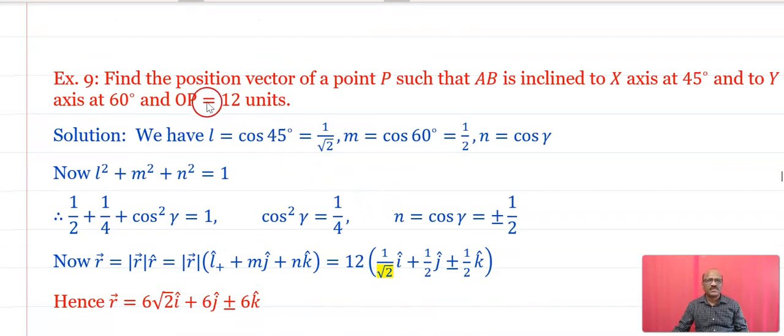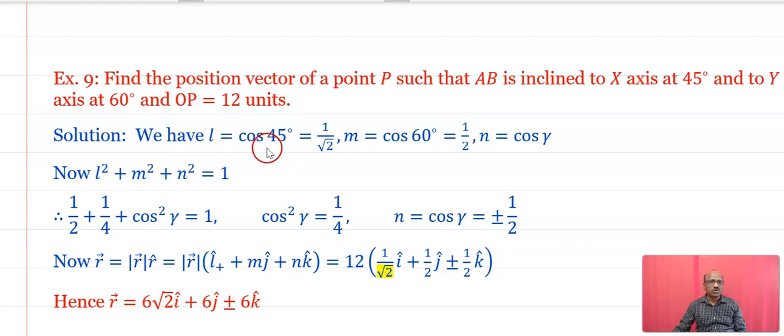Now the next problem. Find the position vector of a point P such that AB is inclined to the x-axis at 45 degrees and to the y-axis at 60 degrees, and OP is equal to 12 units. I will again repeat this problem. Find the position vector of a point P, meaning we want to find x, y, z, such that AB is inclined to the x-axis at 45 degrees and the y-axis at 60 degrees, and its magnitude, that is OP, is equal to 12 units.